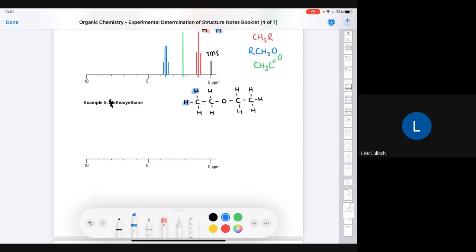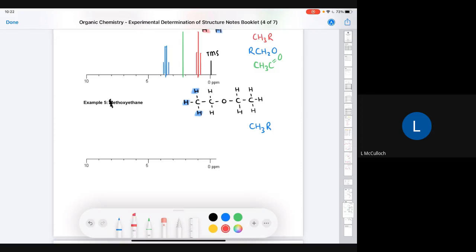Let's start on the left-hand side. We've got some hydrogens in what we'll call the blue environment. That blue environment is a CH3, and if we look at what's bonded to that CH3, it's just a CH2. So we would just call that an R group. Remember, R groups are any alkyl groups, so that's any carbon-hydrogen combination.